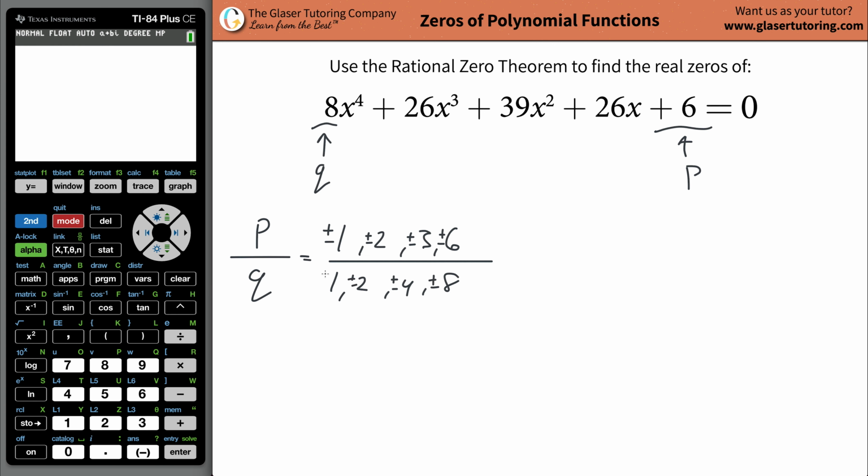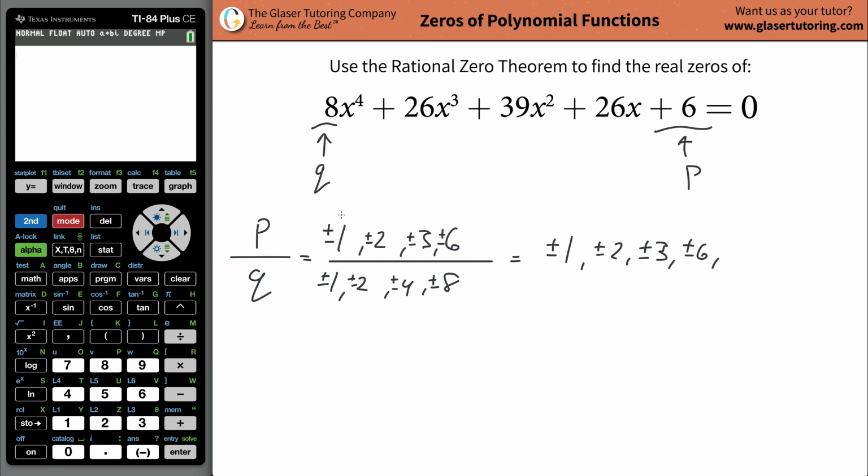Now you have to create your list. Basically, you're going to take each individual numerator and divide it by each individual denominator. So plus minus 1 divided by plus minus 1 gives you plus minus 1. Plus minus 2 divided by plus minus 1 gives you plus minus 2. Plus minus 3 divided by plus minus 1 again gives you plus minus 3. Then you get a plus minus 6.